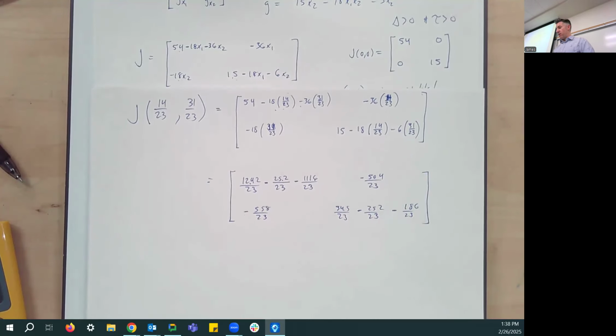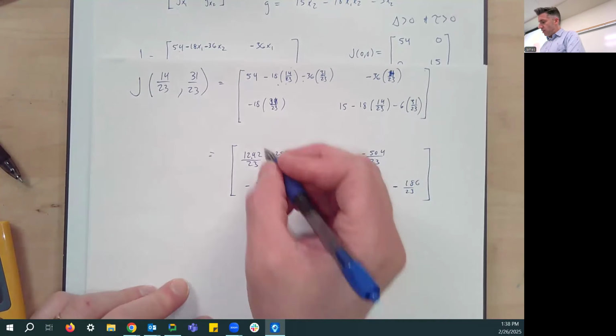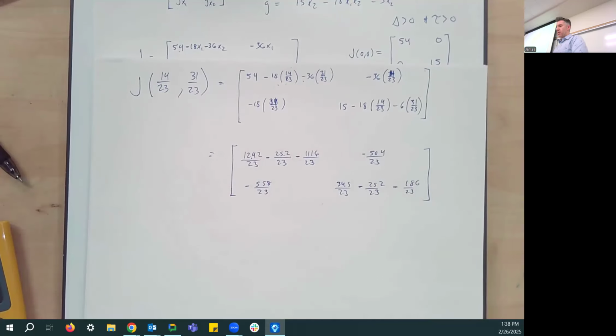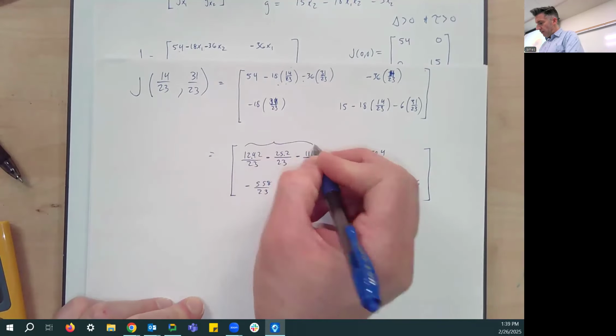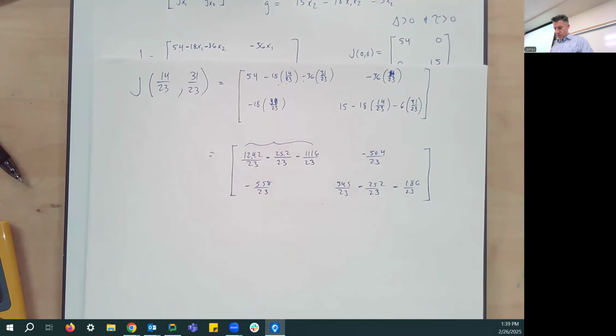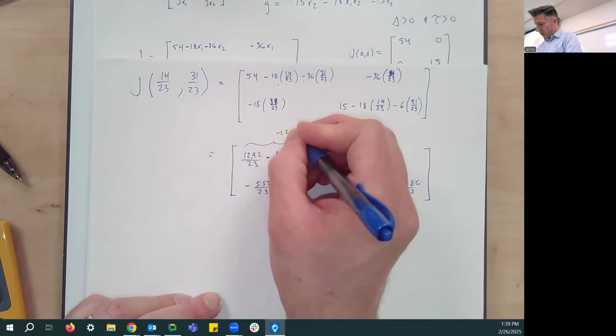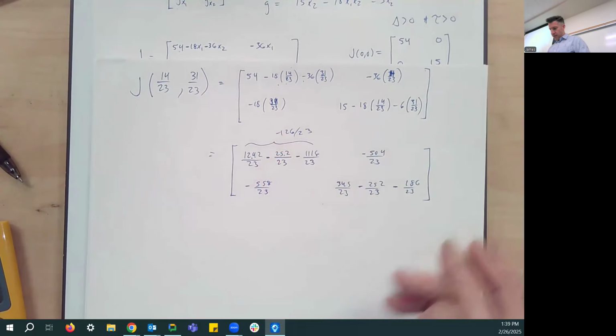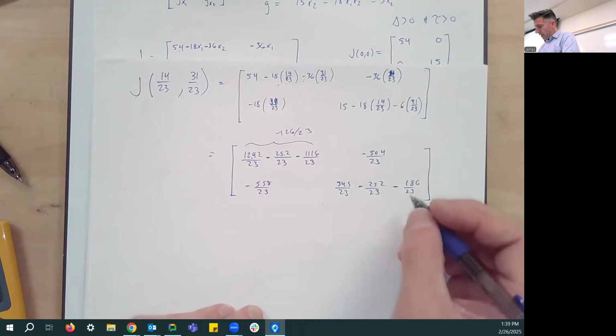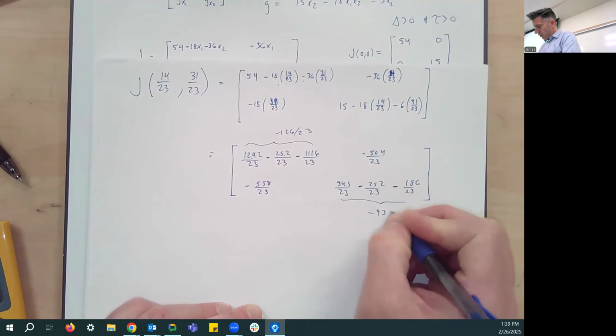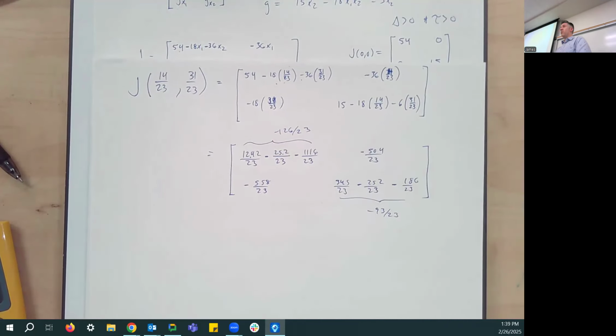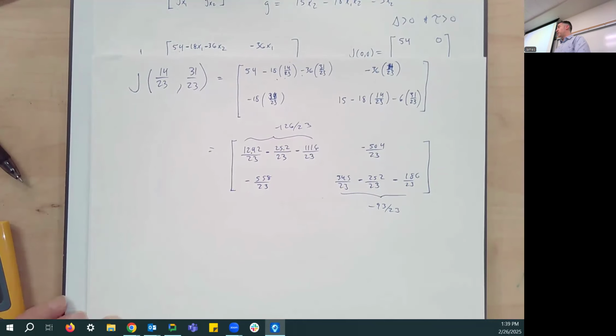I mean, I know we don't. So I'll point out all these numbers are negative. This number is certainly negative. It's, I don't know, 1242 minus 252 minus 1116. Negative 126 over 23. This is also negative. 345 minus 252 minus 186 is certainly negative. Negative 93 over 23. So let's ask ourselves, is our trace positive or negative?